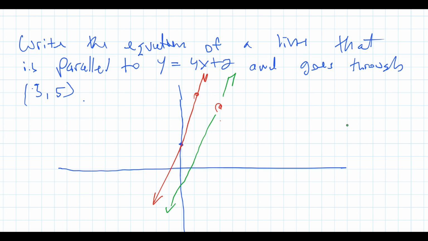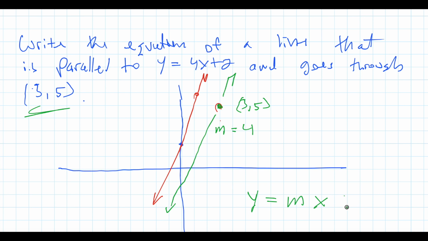I know this line has a slope of what? 4. And I know this line travels through which point? It travels through this point. Oh, yeah, (3, 5), right? So then write your generic slope-intercept form equation. What's just the generic one? y = mx + b.